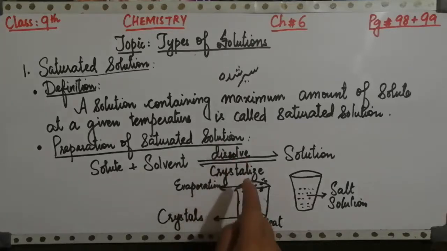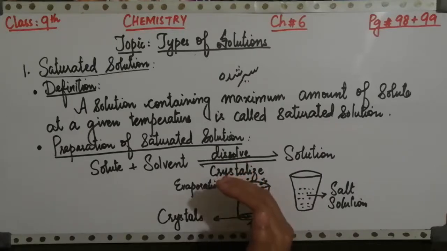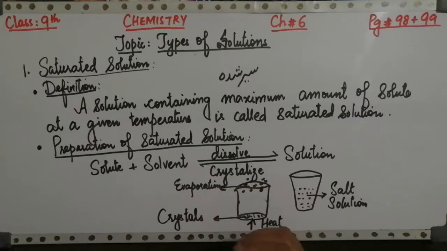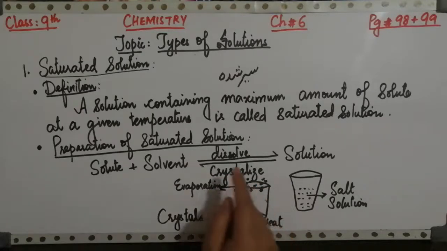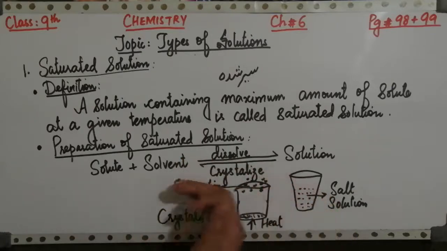So these two processes, which are called dissolution and crystallization, are taking place side by side, that is at an equal rate, and those types of reactions are basically going forward and in reverse.